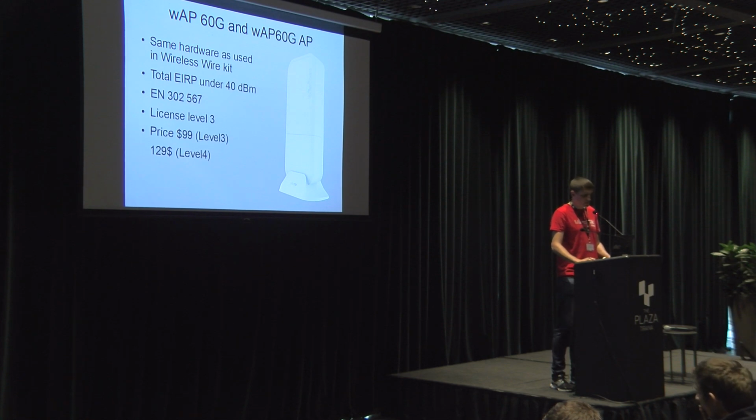The total ERP is under 40 dBm. The device has the same certification as wireless wire, and the price for the device with level 3 license is $99, and for the device with level 4 license it's $129.